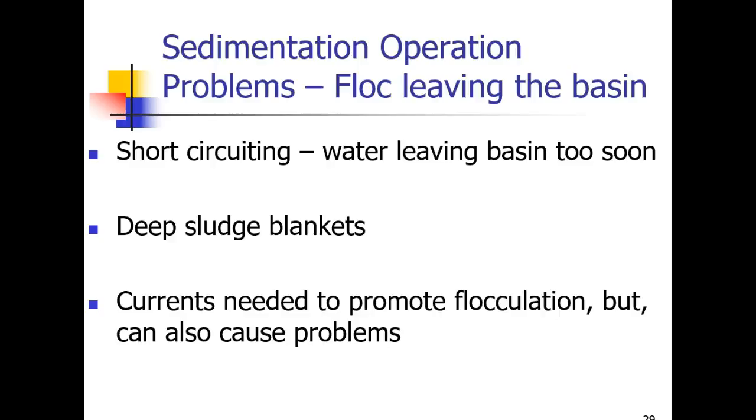So some of the problems that we can have: short circuiting, water leaving the basin too soon. Water is always going to take the point of least resistance. And if you're short circuiting, it's not going through the designed way it's supposed to go through. You could have deep sludge blankets because you haven't cleaned it enough. You always certainly have to monitor that. Currents needed to promote flocculation, but can also cause problems.